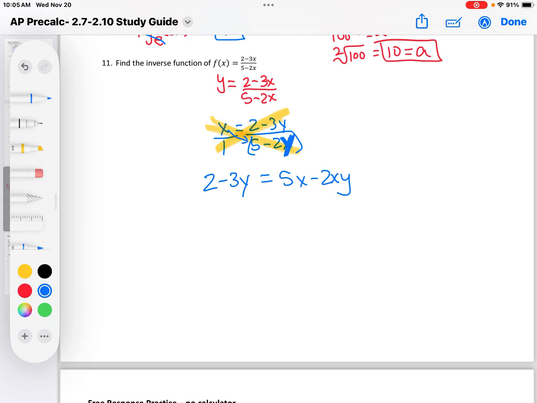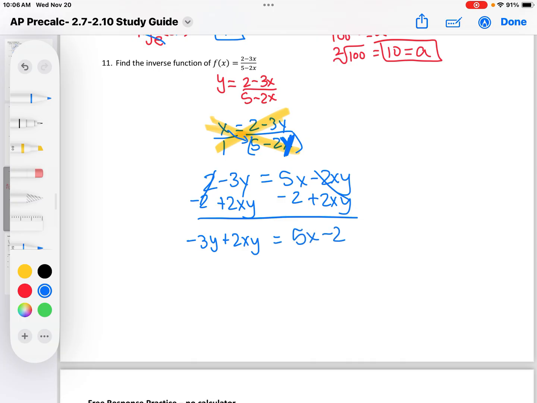All right, we need to get our y's to the same side, so we're going to add 2xy to both sides. I'm also going to subtract this 2 on both sides. And so here we get negative 3y plus 2xy equals 5x minus 2. Well, I see a common factor of y, so let's factor it out. And I'm going to rewrite this as 2x minus 3. So then final step, divide by 2x minus 3 on both sides. And now we have our inverse function.